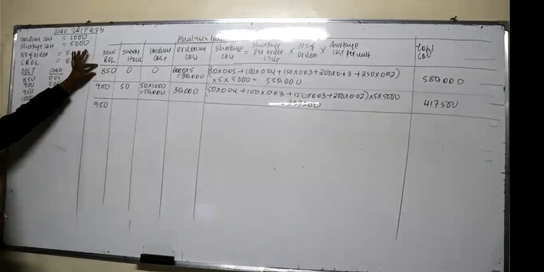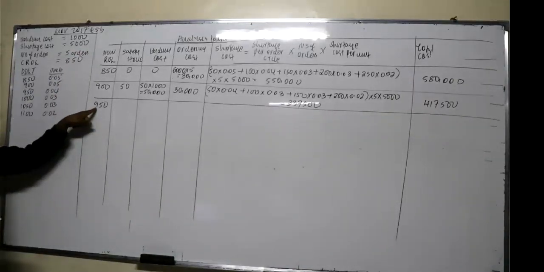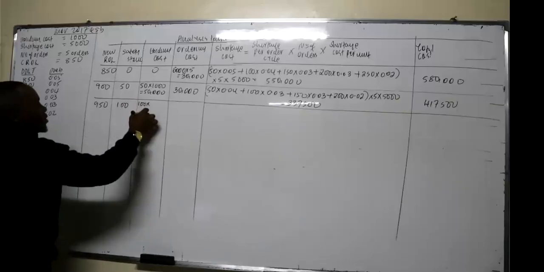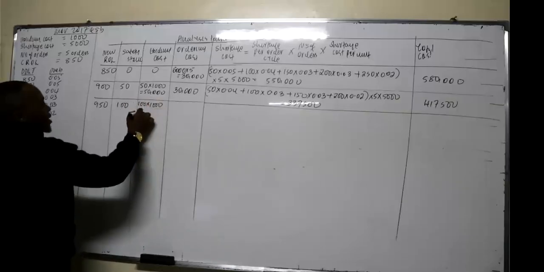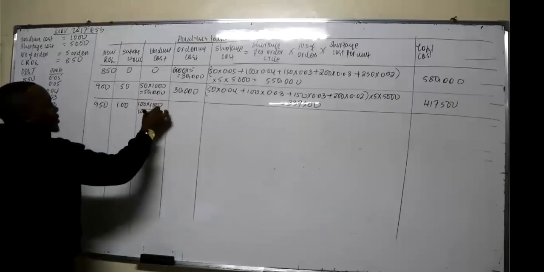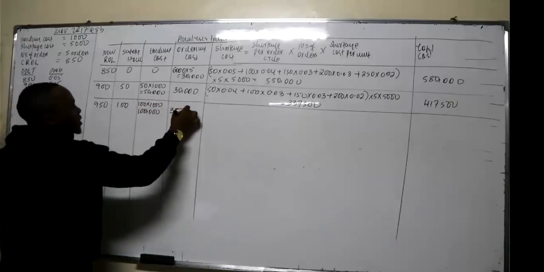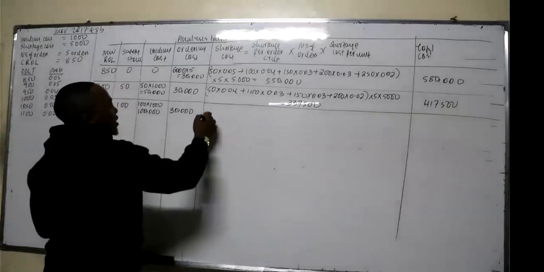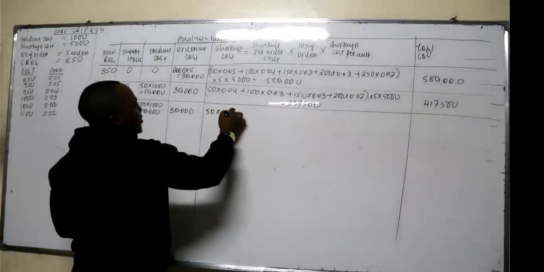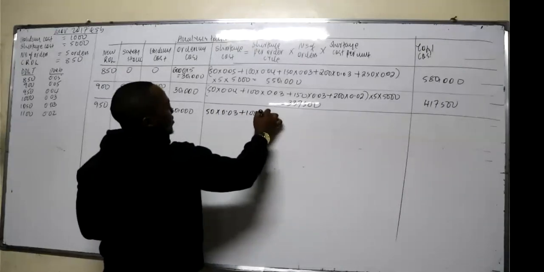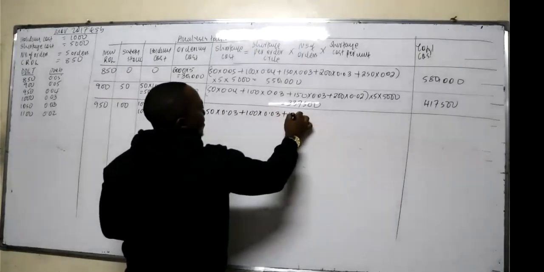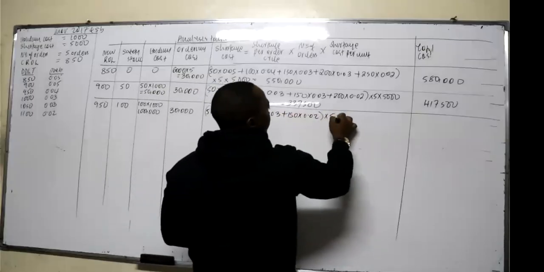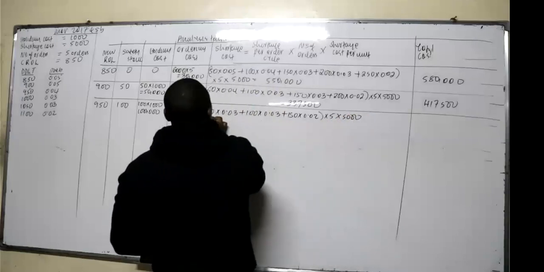Current reorder level is 850. If you order 950, you'll be carrying a safety stock of how many units? 100. The holding cost per unit is 1,000. You'll get 100,000. Ordering cost does not change. 50 times 0.03, 100 times 0.03, 150 times 0.02, multiply by 5.